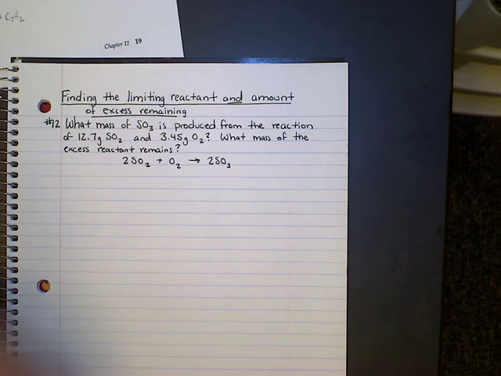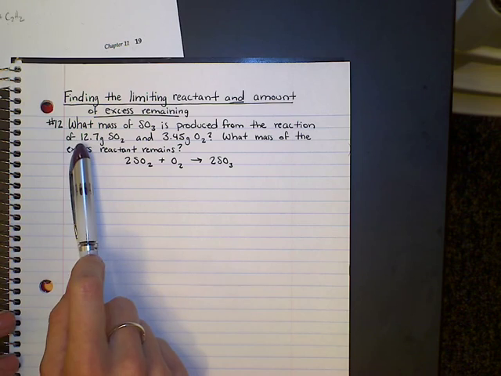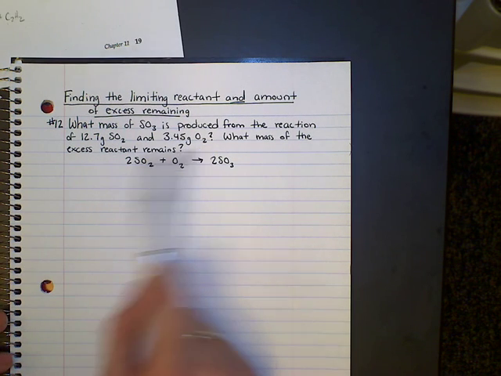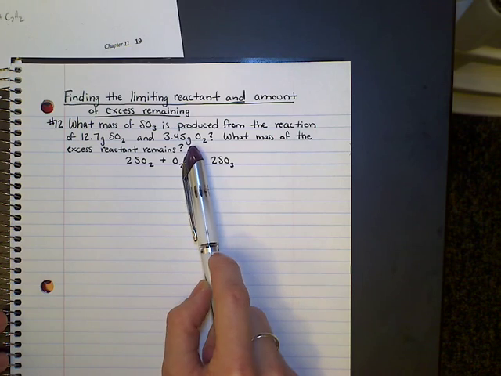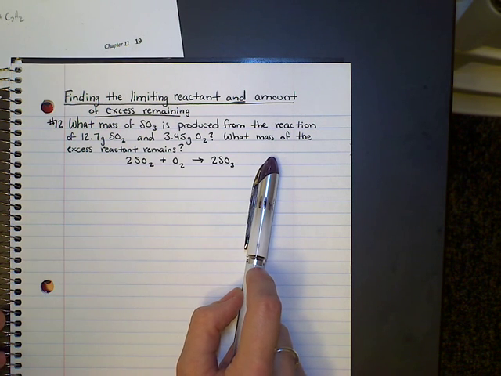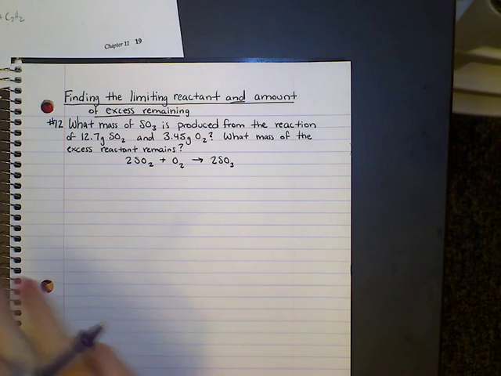So on the worksheet, it says what mass of SO3 is produced from the reaction between 12.7 grams of SO2 and 3.45 grams of O2. That's the first part of the question, and then I added to this worksheet that you guys need to find the mass of the excess reactant remaining. So the first step when we do all of these problems is to identify what the limiting reactant is first. So that's what we're going to do first, is identify the limiting reactant.